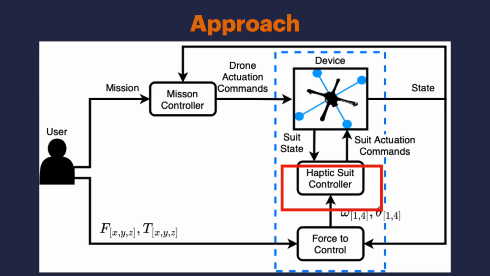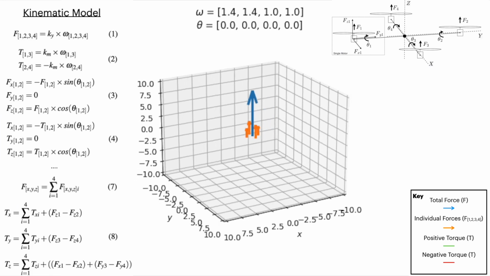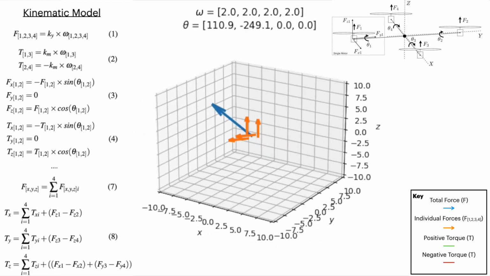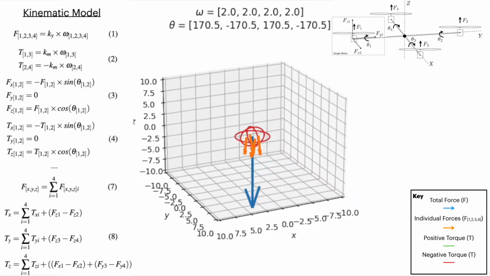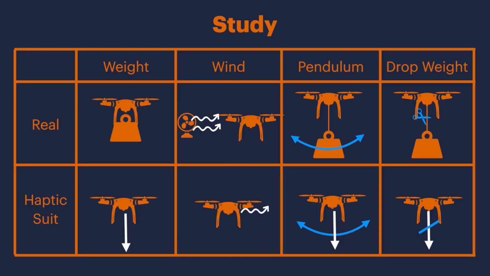Finally, there is a force to control module that takes a set of forces described by the user. These forces are converted into motor speeds and angles using a kinematic model we describe in the paper. Our study looked at 4 scenarios in the real world and using our haptic suit.